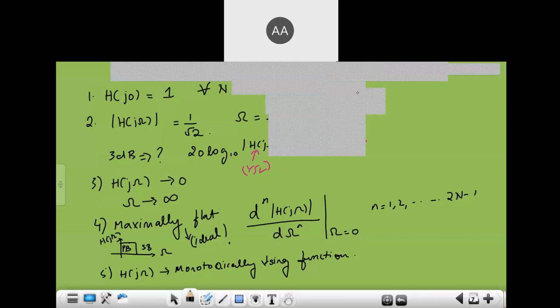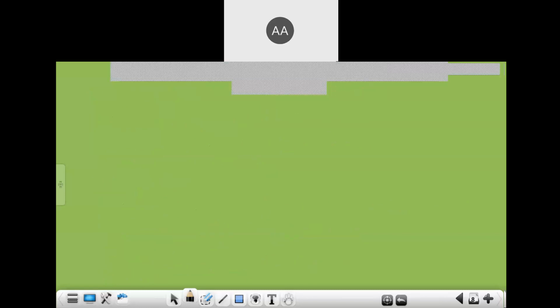If you equate the denominator to 0 and find the roots of the denominator, what you're going to get? You'll get the poles of the equation. So considering this, what we are going to do is, we'll take our Butterworth filter's response, H of j omega. What is H of j omega?